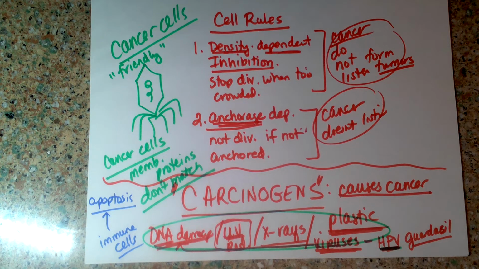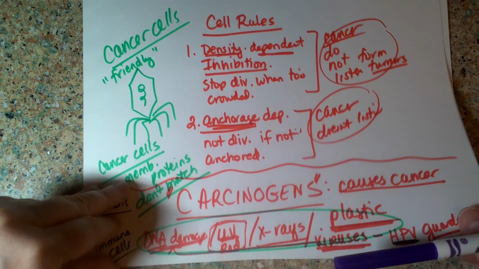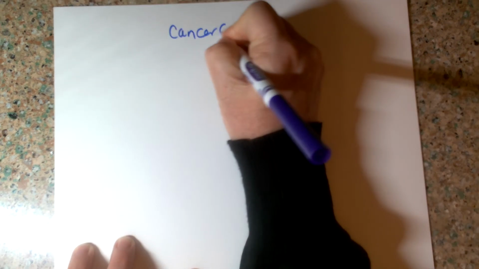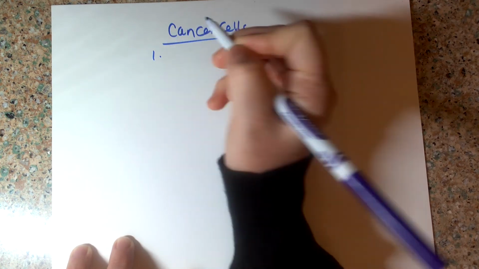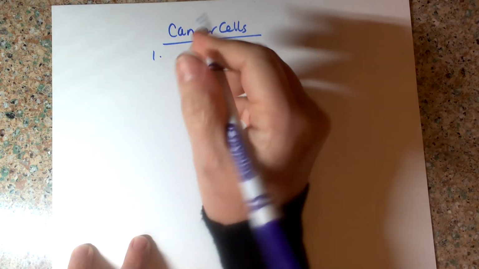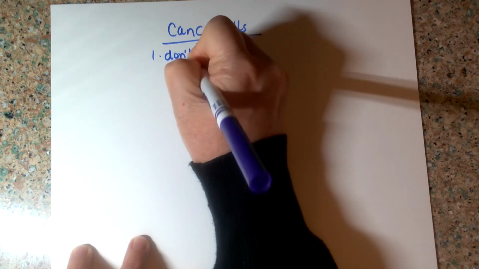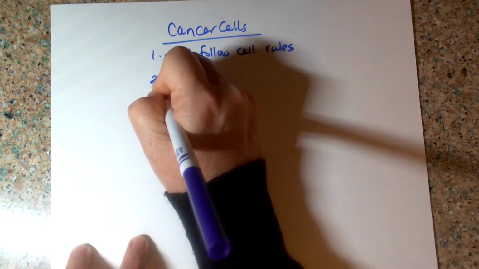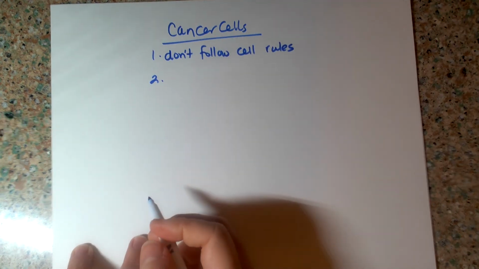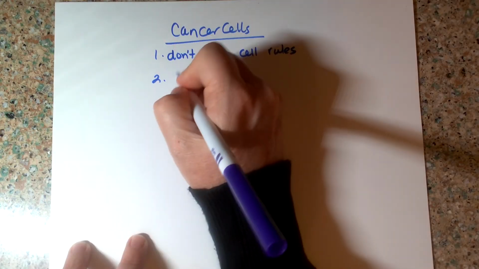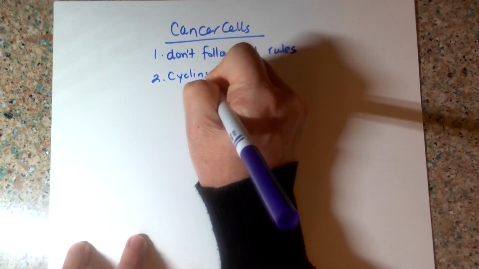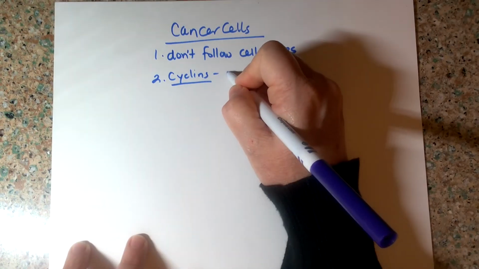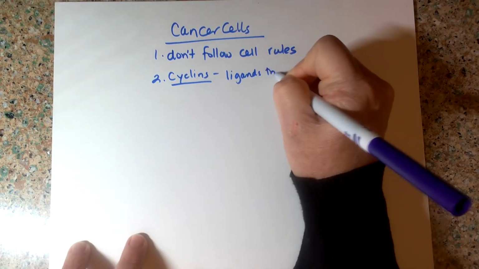Okay, so I'm going to add a little list here for you of all the bad things about cancer cells. Okay, so cancer cells. All right, number one, they don't follow the rules. Okay, so cell rules. All right, and so the chemical that is required to get a cell to divide, there has to be some sort of signal, and those are called cyclins, and they're ligands that trigger division.